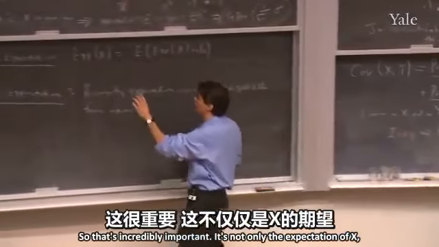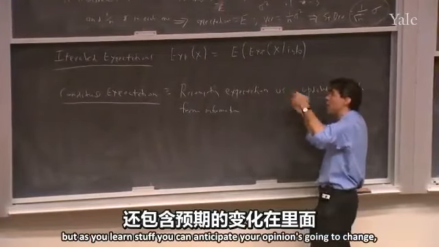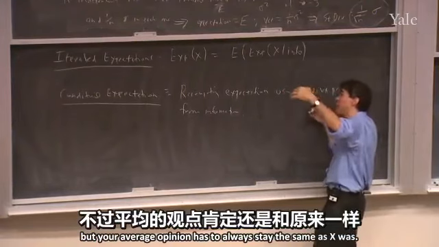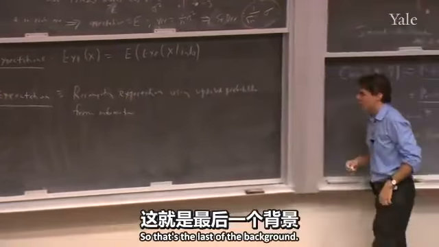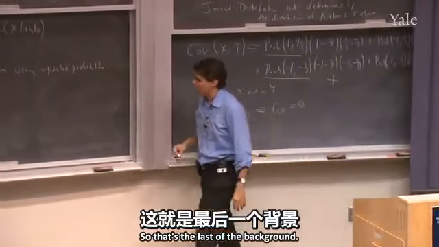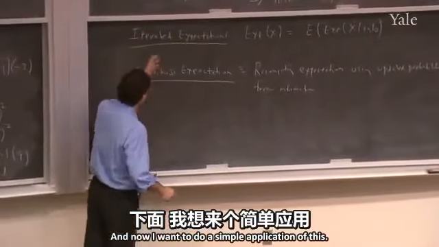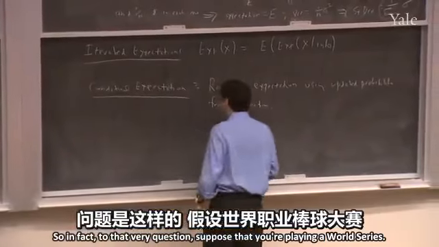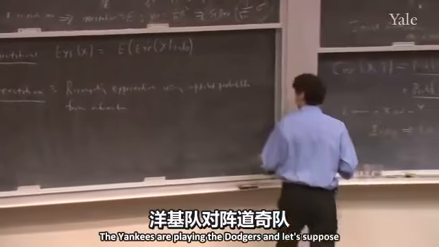So that's incredibly important: it's not only the expectation of x, but as you learn stuff, you can anticipate your opinion's going to change, but your average opinion has to always stay the same as x was. So that's the last of the background. And now I want to do a simple application of this. In fact, to that very question, suppose that you're playing a World Series.